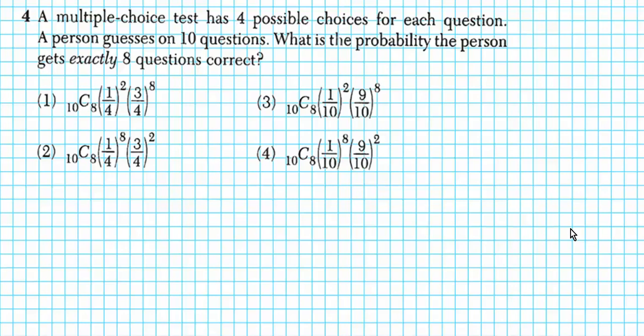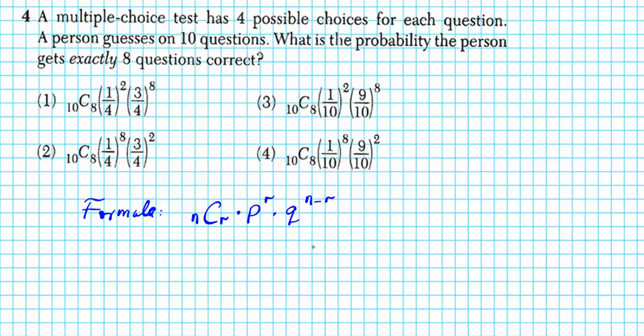And in order to be successful in this question, you need to know two things. First of all, you need to know the formula. And secondly, you need to know exactly what each component of the formula represents. Okay? So let's go ahead and write down the formula first and then talk about what each component represents. So the formula is n choose r times probability of success raised to the r times probability of failure raised to the n minus r.